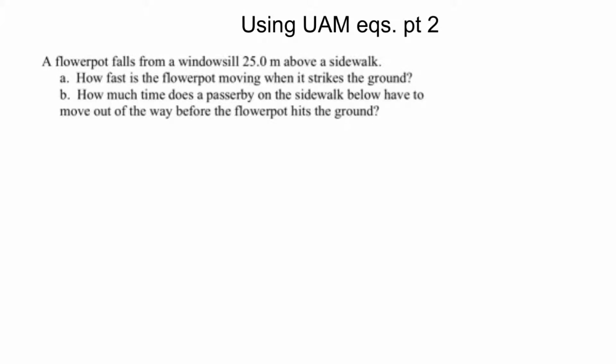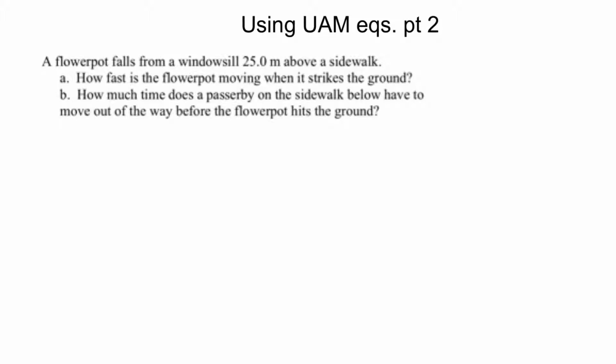Alright, let's work the next problem. A flower pot falls from a windowsill 25 meters above a sidewalk. How fast was the flower pot moving when it strikes the ground? How much time does a passerby on the sidewalk below have to move out of the way before the flower pot hits the ground? Again, this question comes from your notes.